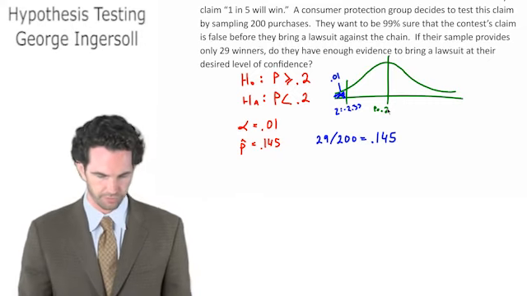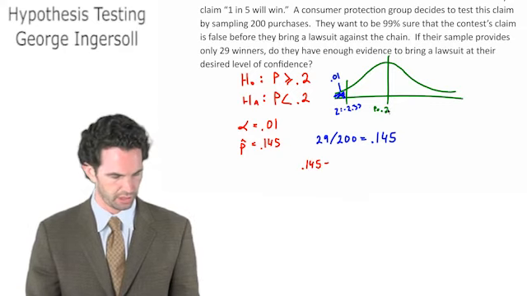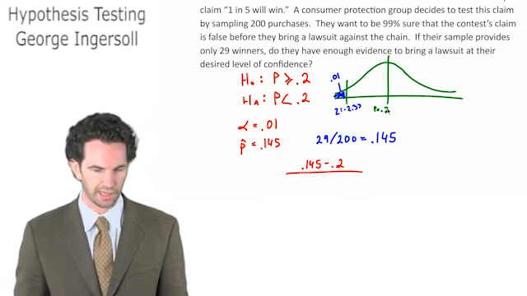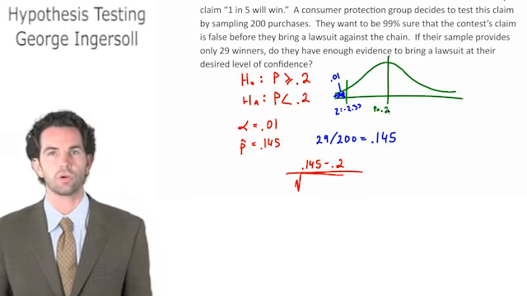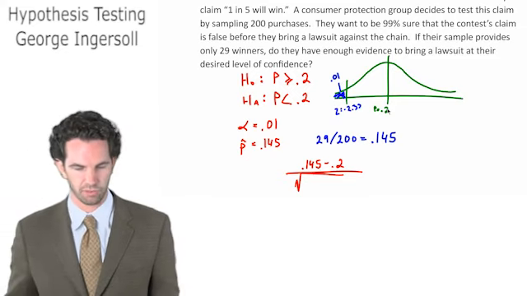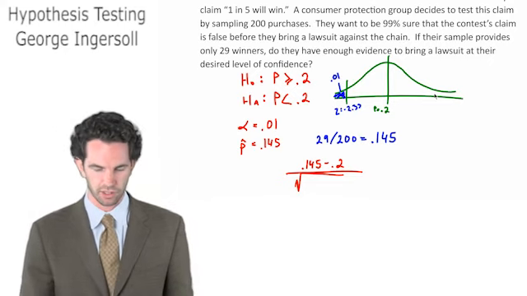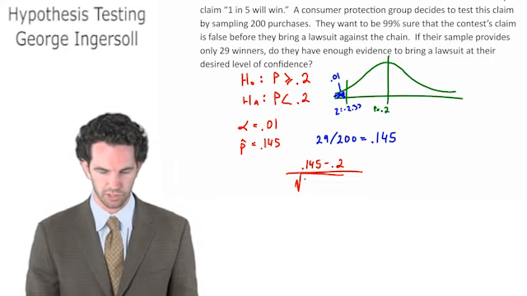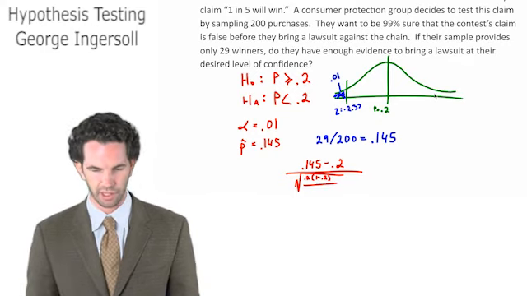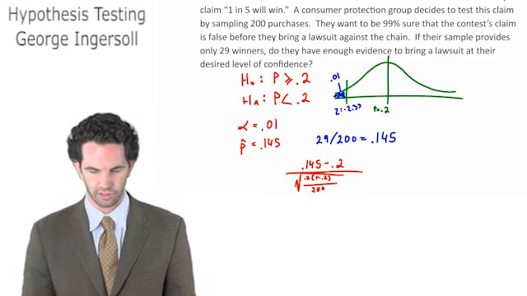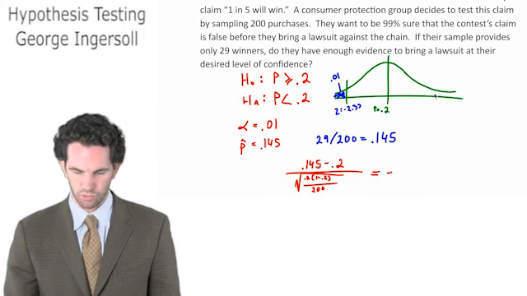So we're going to say 0.145 minus 0.2 divided by, and again, you've seen this before, the equation for the standard deviation of a proportion is the square root of p times 1 minus p divided by n. So in this case, our p is 0.2, so we say 0.2 times 1 minus 0.2, also known as 0.8, divided by 200. Square root of all of that. And that gives us negative 1.945.